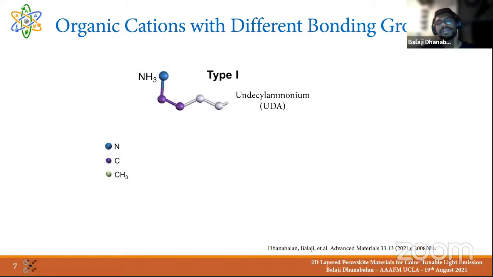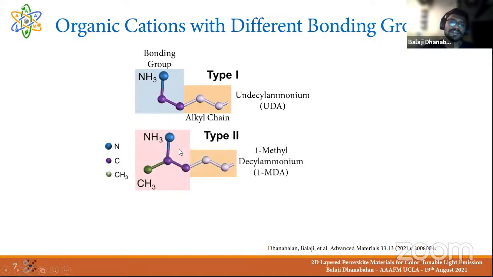With this in mind, we were working on three different molecules, and with two different molecular descriptors. One is the bonding group, and another is the alkyl chain. For the moment, we were keeping the alkyl chain constant, and we were working only with different bonding groups. The type 1 molecules are the primary ammonium molecules, which have 3 hydrogens for the bonding with the inorganic network. This we call type 1. In the type 2 molecule, this is also the primary ammonium, but additionally, it has an additional methyl group, which has to be bonded with the inorganic network.